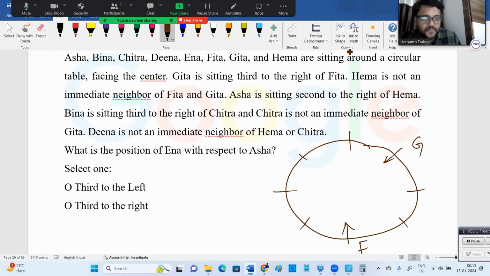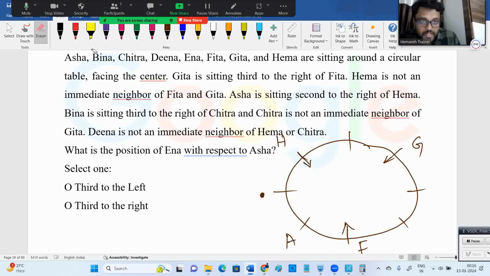I'm taking Fita here, Geeta here. Hema is not neighbor of Fita, Geeta. So Hema can be here or here, only 2 places possible. Asha is second to the right of Hema. If I put Hema here, first right, second right, Fita is there. So Hema should be here. First right, second right is Asha. So Asha here.